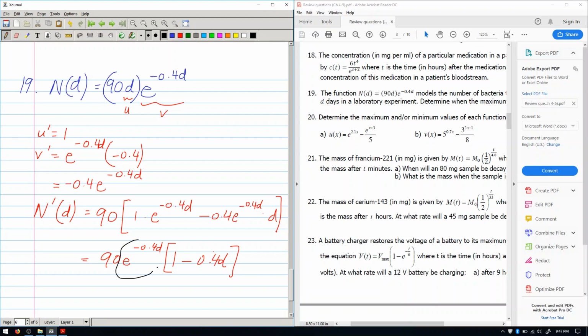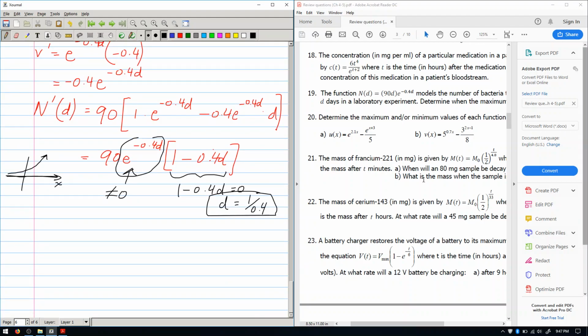Notice the exponential, okay, if you notice with any exponential, it will never actually hit 0. It'll never actually hit the x-axis. What that means is that this term can never be equal to 0. So all I have to worry about for finding max and min are the other terms that aren't exponential. So I go 1 minus 0.4d equals 0, and I solve for d. d is going to be 1 over 0.4. So whatever that is in number of days, that's your answer. Okay?